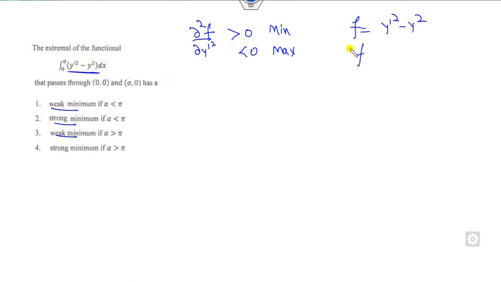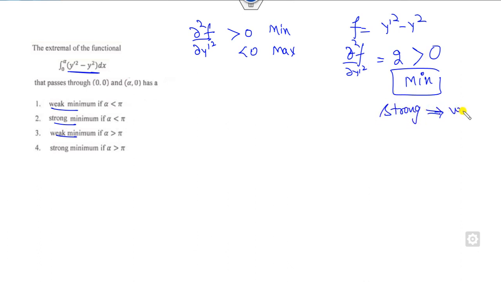Again, here is a weak minima, strong minima, weak minima, strong minima. So what is the condition for that? Partial derivative greater than 0, we call a minima. Less than 0, we call a maxima. What is that? F is y dash square minus y square. What is the partial derivative of y dash square? It is a 2, which is greater than 0. So that means minima. It is always, so it's a strong minima. Strong minima implies weak minima. So all are.